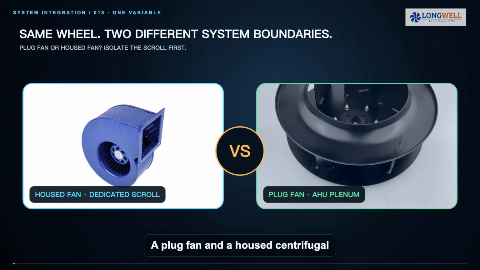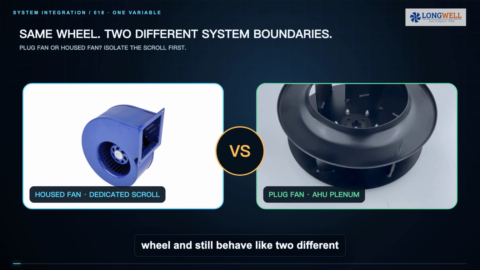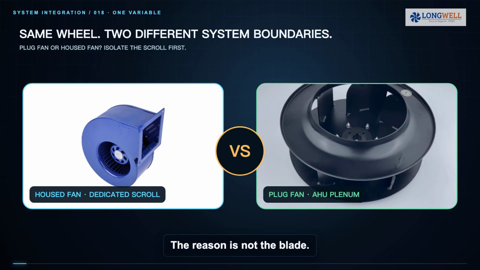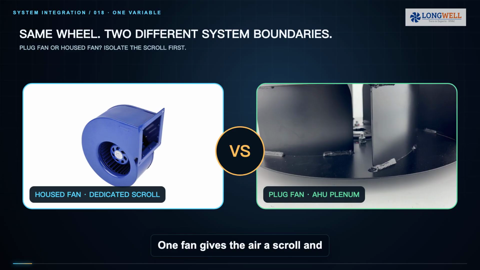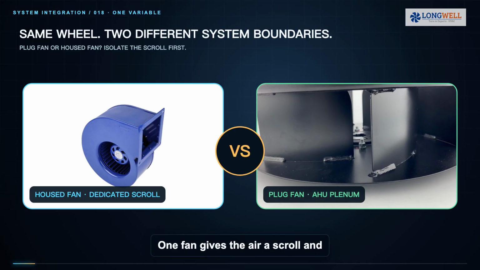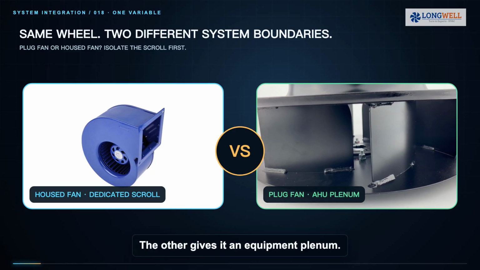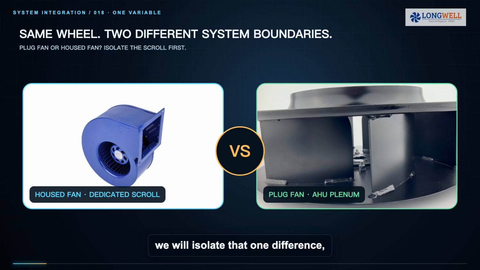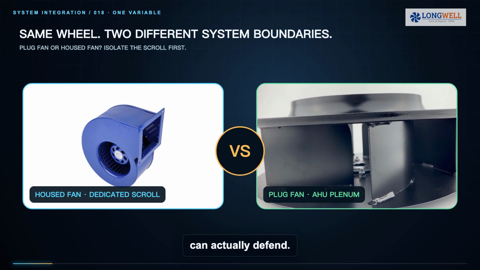A plug fan and a housed centrifugal fan can use the same backward curved wheel and still behave like two different machines after installation. The reason is not the blade. It is what surrounds the blade. One fan gives the air a scroll and a defined outlet. The other gives it an equipment plenum. In the next 4 minutes, we will isolate that one difference, show where each design wins, and build a selection checklist you can actually defend.